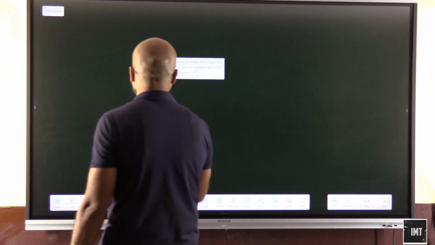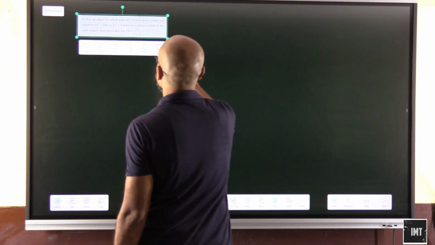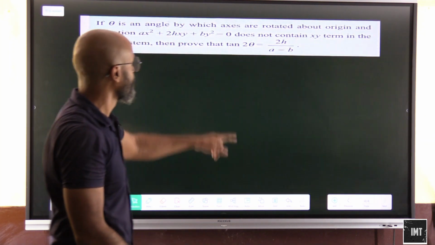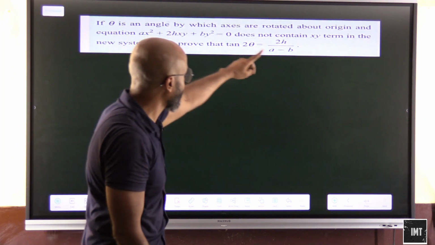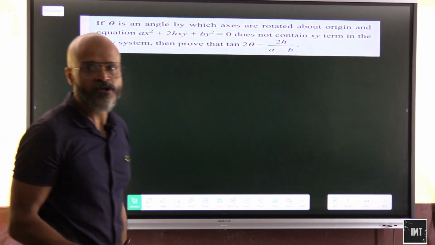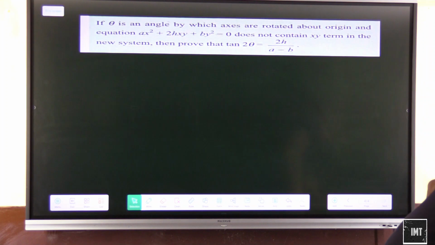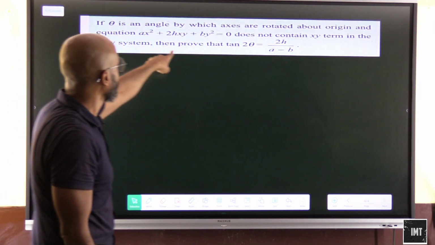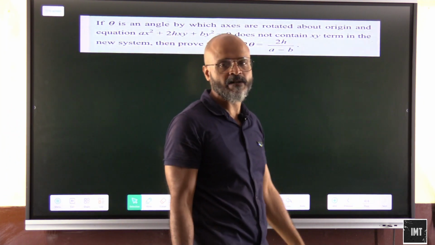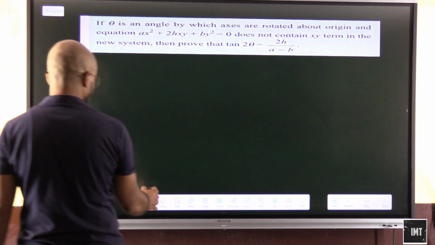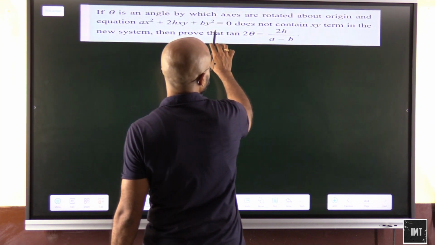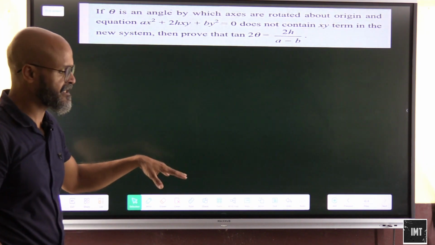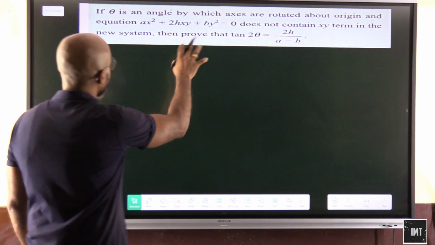Okay, so we have here: if theta is an angle by which the axes are rotated about the origin, and the equation does not contain any xy term in the new system, then prove that tan theta is equal to 2h upon a minus b. So let's say theta is the angle by which the axes are rotated about the origin. Okay, so let's do this here.